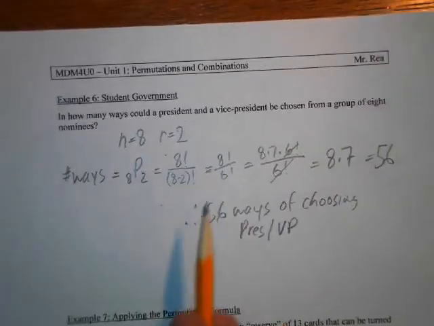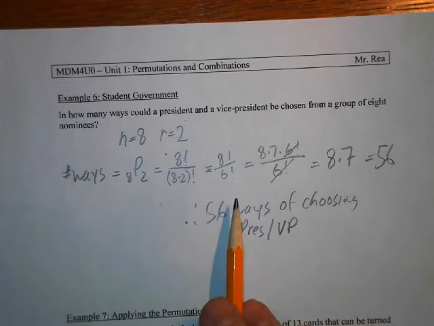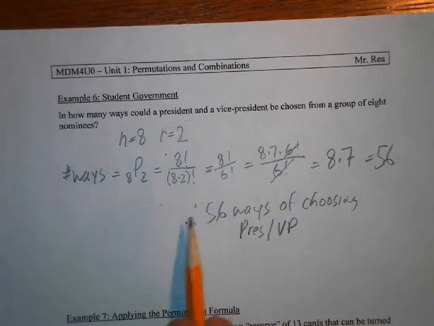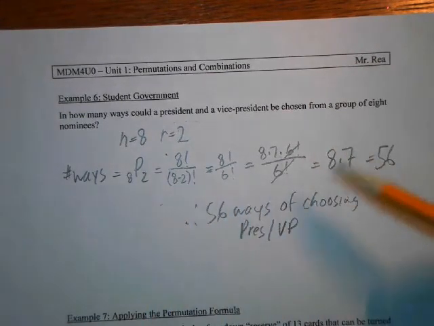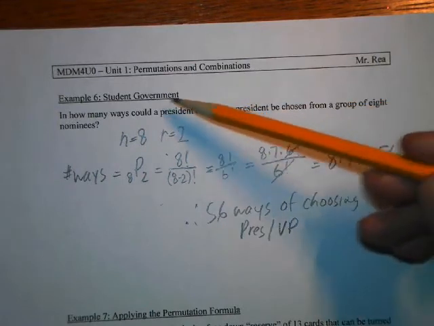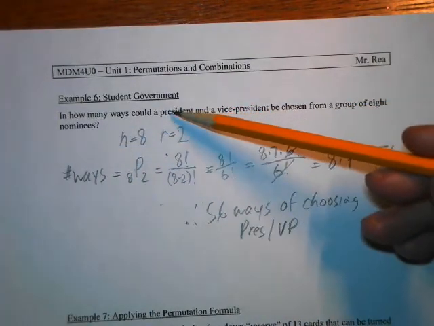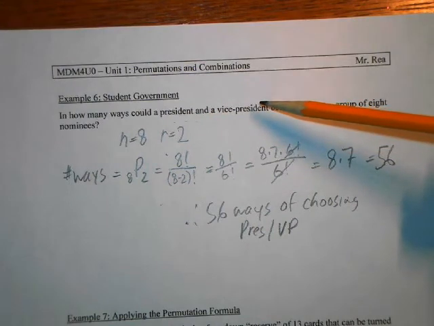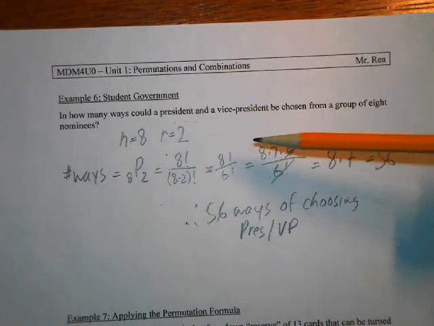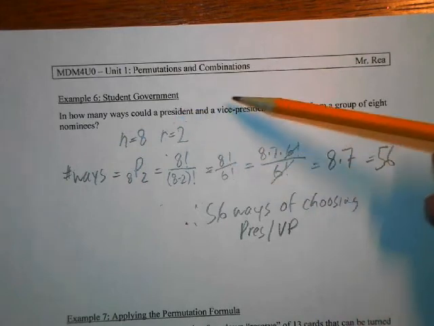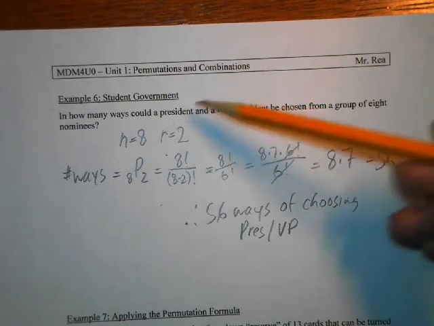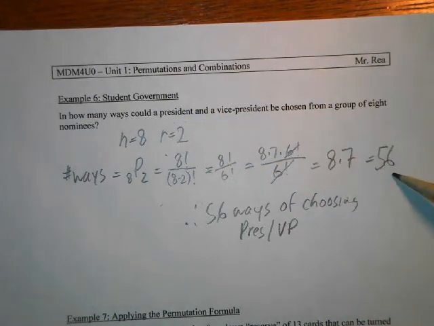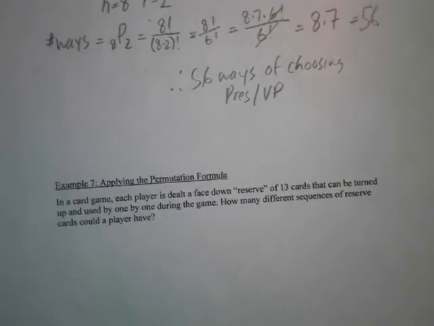Again, you don't have to do it this way every time. I would think more logically, at least for me, how many ways can we pick a president? Well, there's 8 people to choose from, so 8. But if we also want to choose a vice president, we have 7 people left to pick from because we've already picked our president. So that would be 8 times 7, which is what we ended up with anyways. Either way you want to do that question is fine with me.